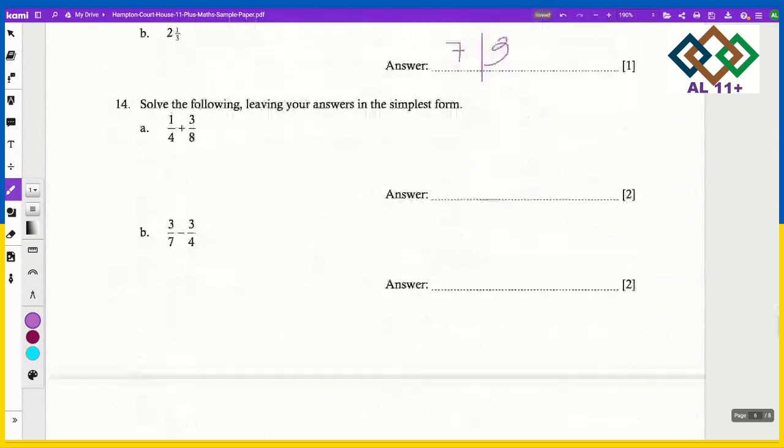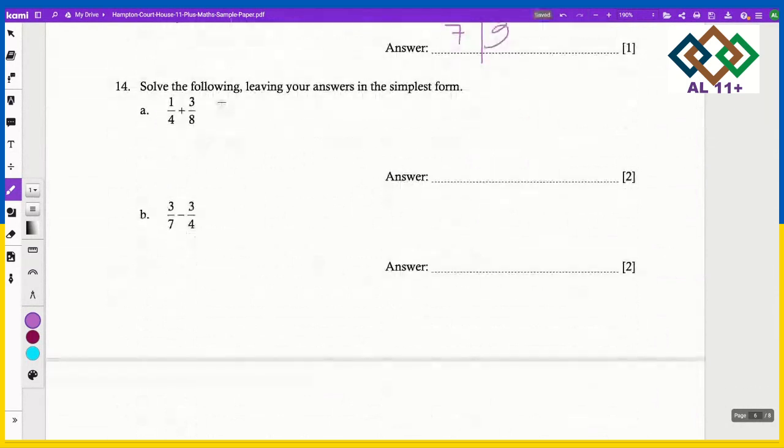The next one is you have to solve the following, leaving your answer in its simplest form. So 8 would be the biggest one. What in the fourth table gets you 8? Whatever you multiply the bottom by, you have to multiply the top. So 4 multiplied by 2 is 8. 1 multiplied by 2 is 2. 8 multiplied by 1 is 8. 3 plus 2 is 5. That is 5 over 8.